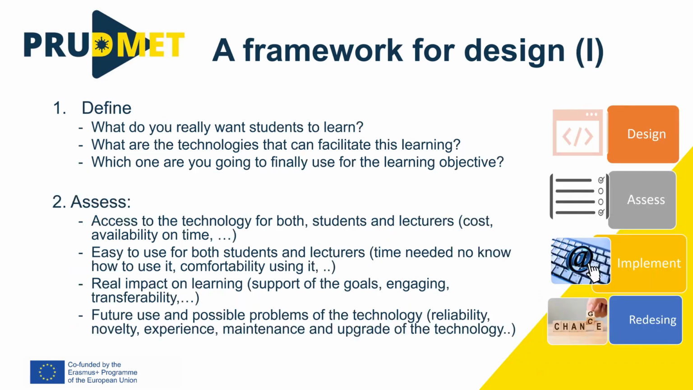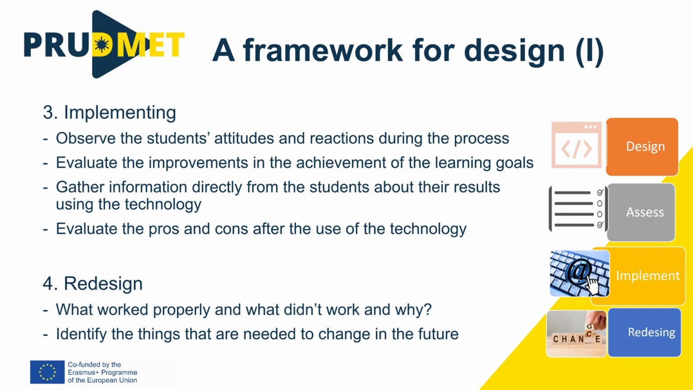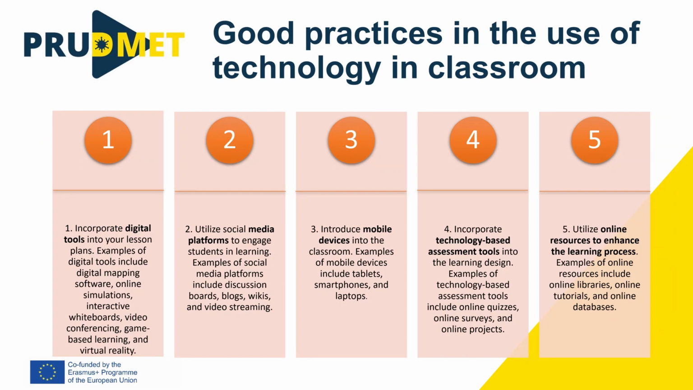The design process itself will consist of 4 phases. Defining which technology to use for each objective. Assess the extent to which it is accessible and sustainable. Implement it to assess the impact it has. And redesign based on success and future needs. Finally, there is an example of good practices that can be easily implemented.